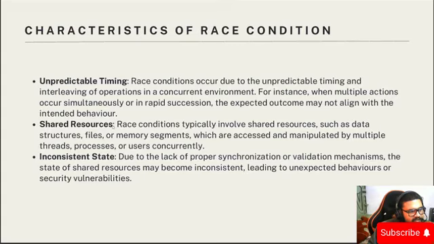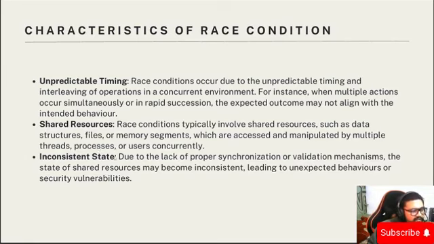Second is shared resources. A race condition typically involves shared resources such as data structures, files, or memory segments. The data is coming from the database, so there will definitely be data structures, files, or memory segments there. Basically, you are interacting with the storage, which is accessed and manipulated by multiple threads, processes, or users concurrently. So it is understood.